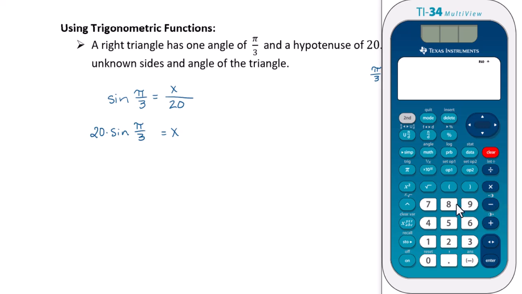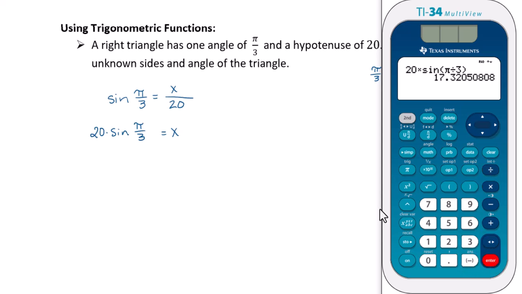And I can use my calculator to put this in. The calculator is in radian mode, so we'll put 20 times the sine, going into the trig menu, sine of pi over 3.